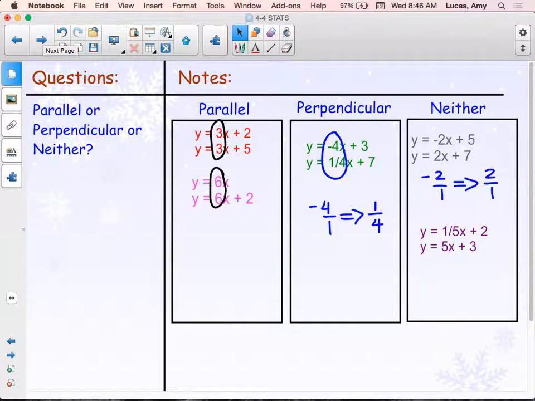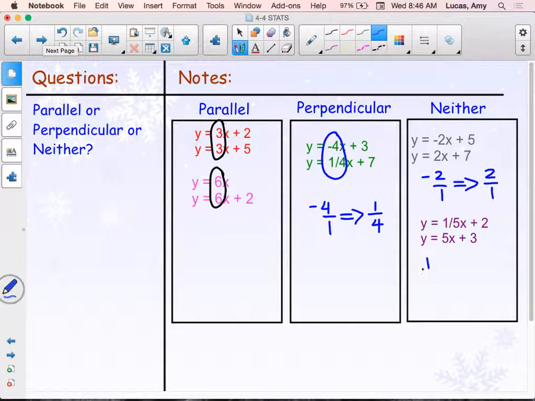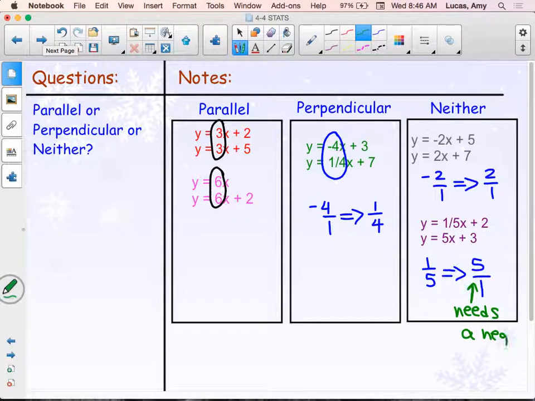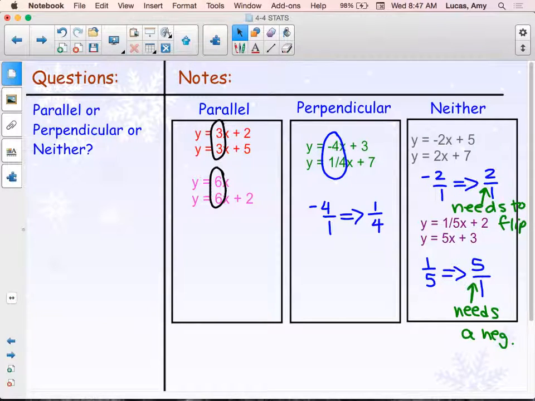And then this last one, it didn't change signs. It was 1/5, positive 1/5, and then positive 5/1. So this one would need a negative to be perpendicular. This one needs to flip to be perpendicular. So be careful, because each of those only had one thing that changed that was required for it to be perpendicular, and you've got to have two things. Both of them have to happen.